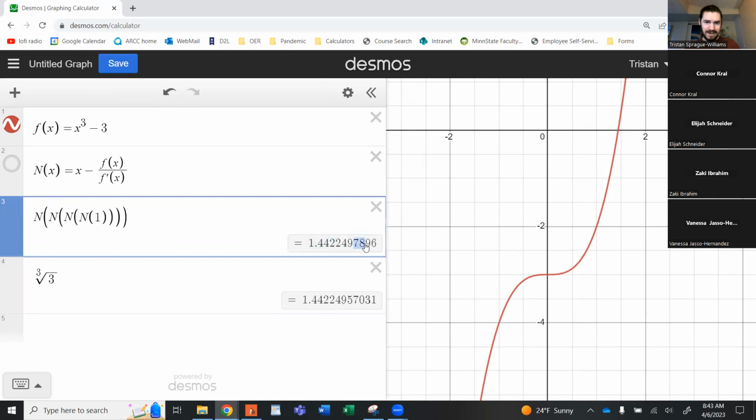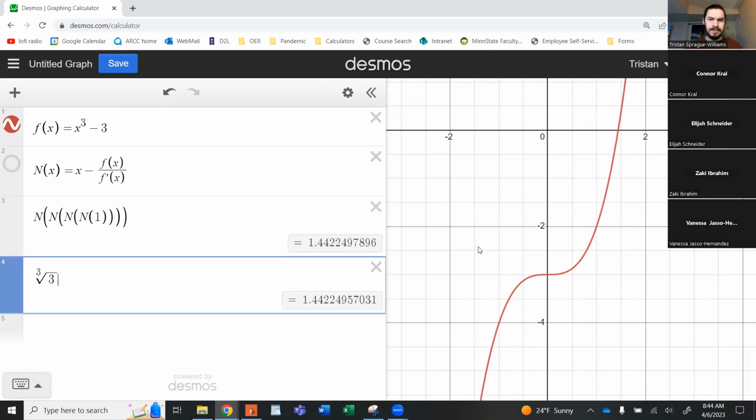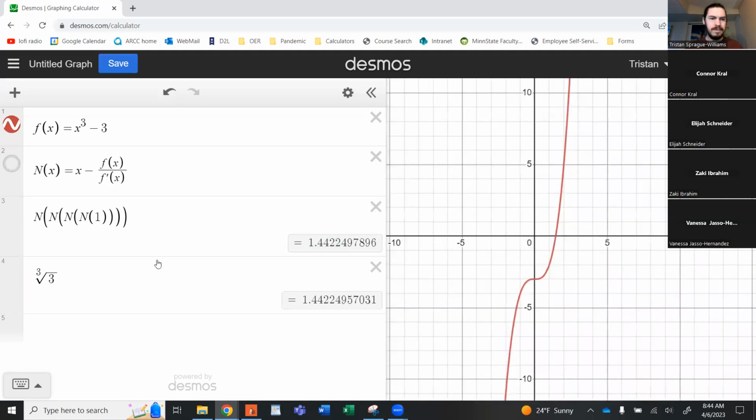And then that 7,896 is different. It's a 57031 or whatever. So yeah, there's lots of different things you can use this with. Okay, so it's great for solving equations.